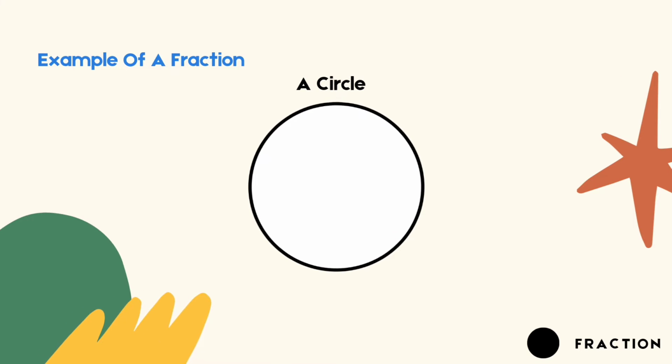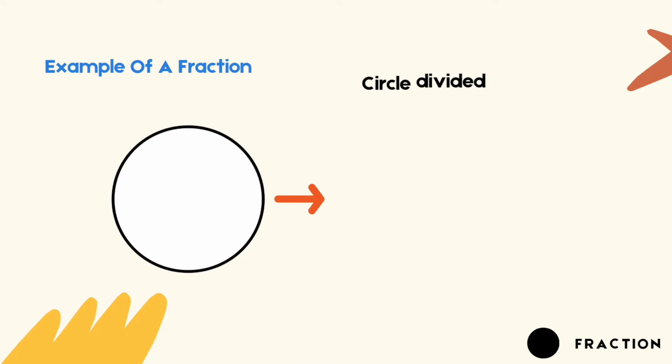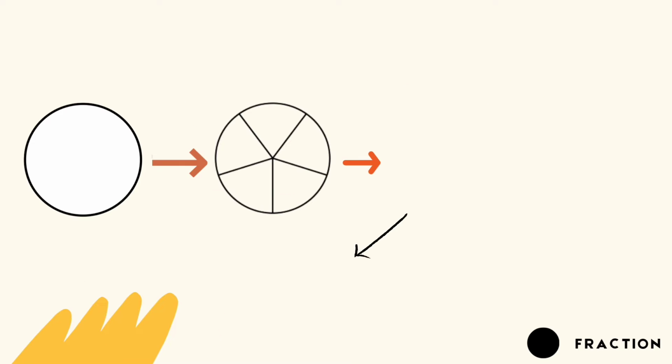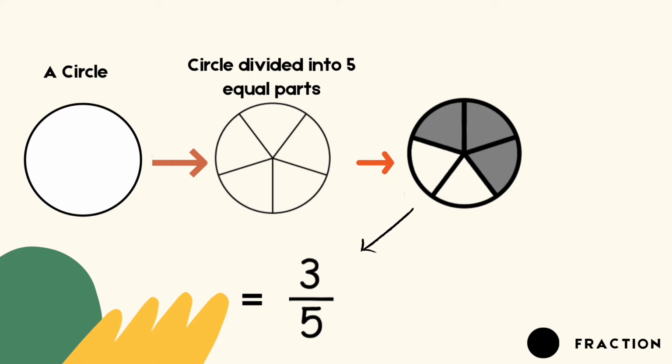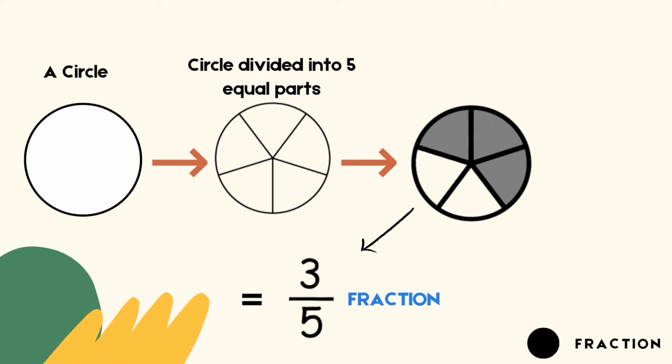Example of a fraction. Let's see, we have a circle divided into 5 equal parts. We have 5 total circle slices, and they are all equal in size. We have 5 equal sections here, and 3 of those equal sections are gray. So we could say 3 over 5 of the circle is gray. Then we can say 3 over 5 is a fraction.